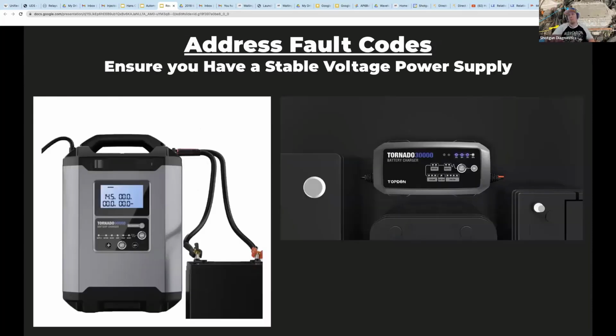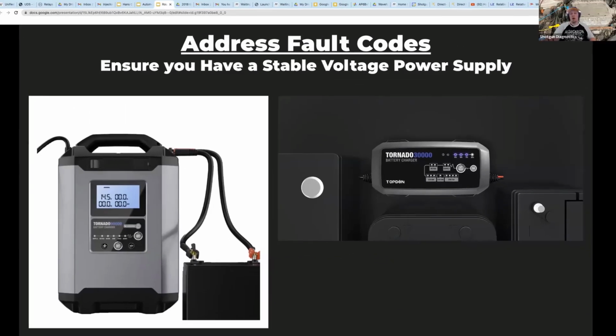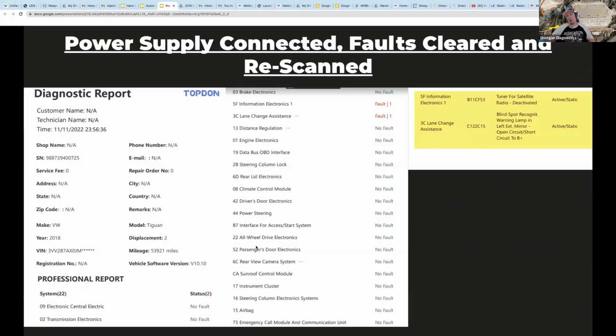So I said, hook one up. They did. They had the T90,000. So they hooked up the T90,000 and they set it to 13.5, 13.8, whatever. The T30,000 just defaults to 13.8 and you can't change it. So that's the default value. But they got it hooked up. We cleared all the faults and lo and behold, look what came back.